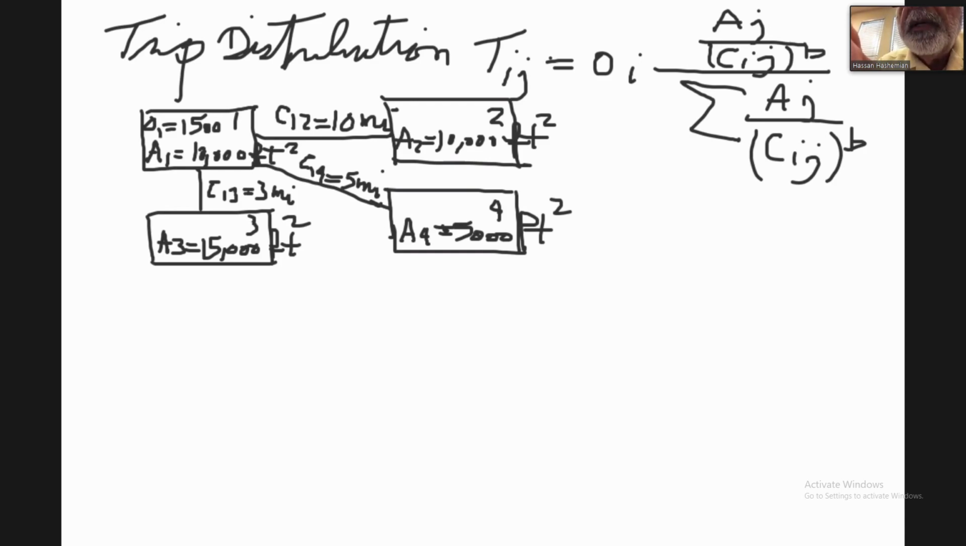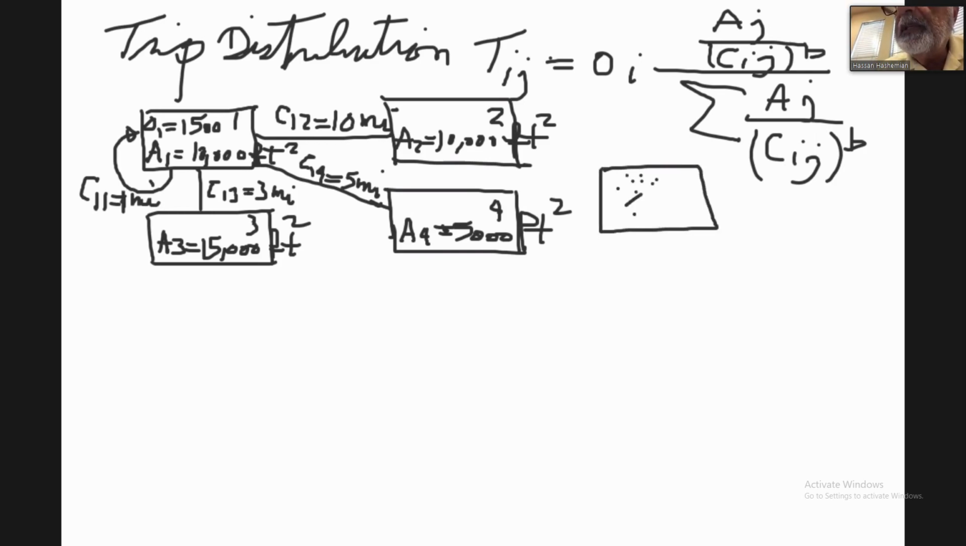So the first one, oh, I see, there is another C11. That means for the shopper that wants to go to the first shopping center, the distance is 1 mile. So it's like this situation: all these people live here, and there's a shopping center here, so from the center of this zone to the shopping center is about 1 mile.